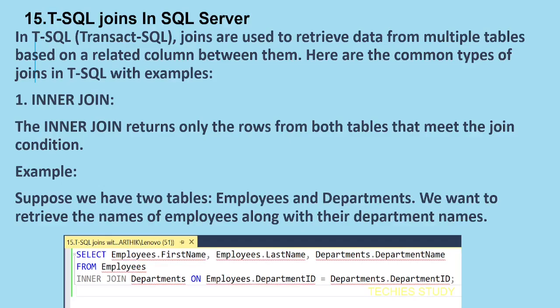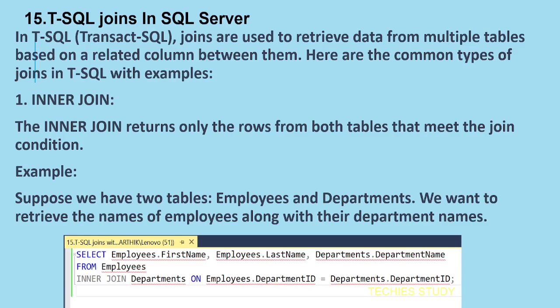In this session, we are going to discuss T-SQL joins in SQL Server. In T-SQL, joins are used to retrieve data from multiple tables based on a related column between them. Here are the common types of joins in T-SQL with examples.